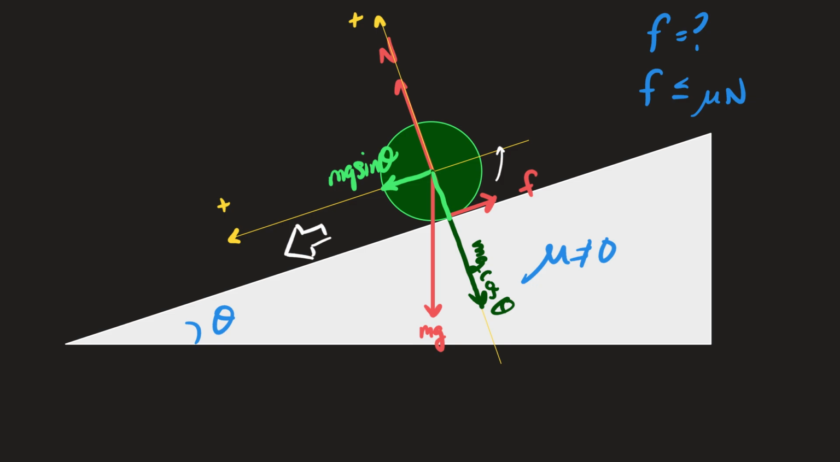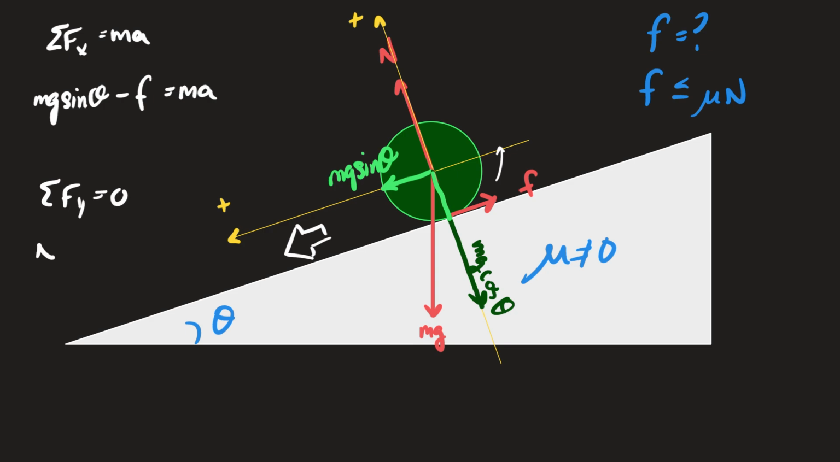So let's start with net force in the x direction equals ma. So mg sine theta minus friction equals ma. I'm very confident that mg sine theta is going to be greater than the frictional force because the acceleration is down the ramp. In all circumstances, that's going to be true unless the object starts to slip. At the same time, net force in the y direction equals 0, so normal equals mg cosine theta.